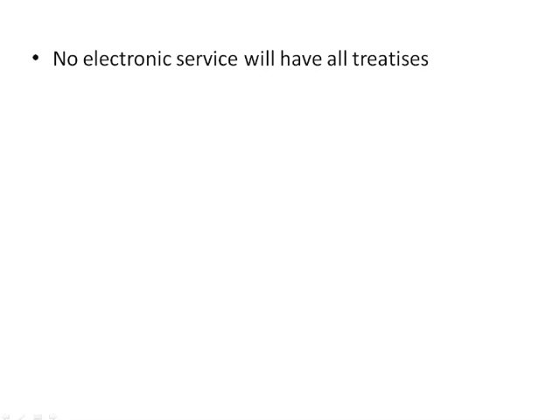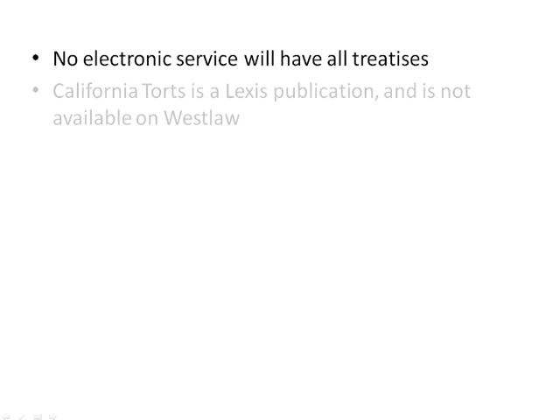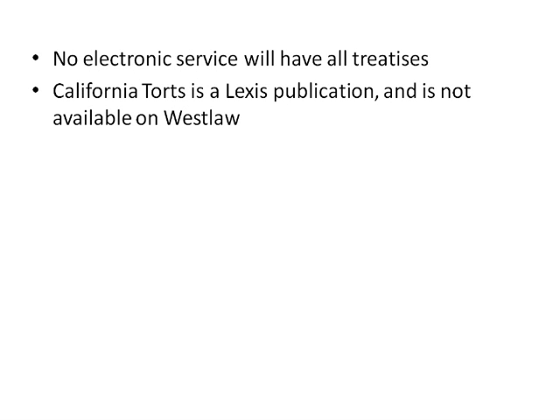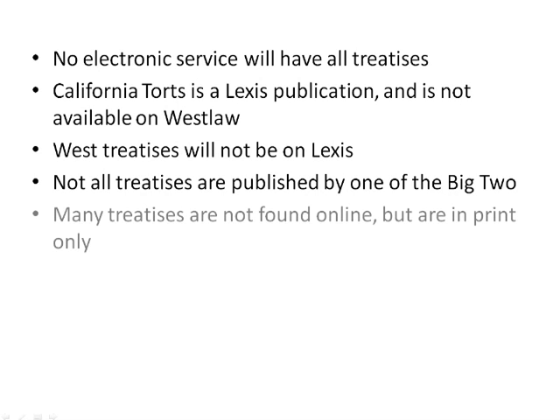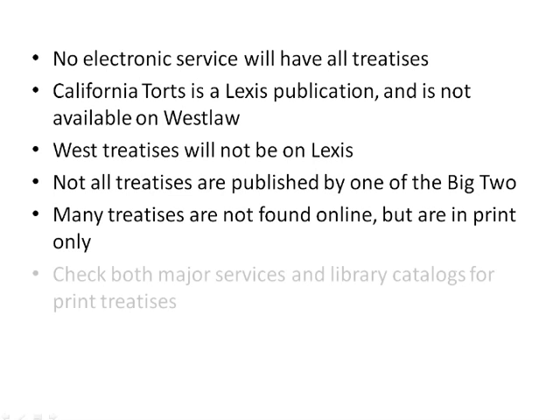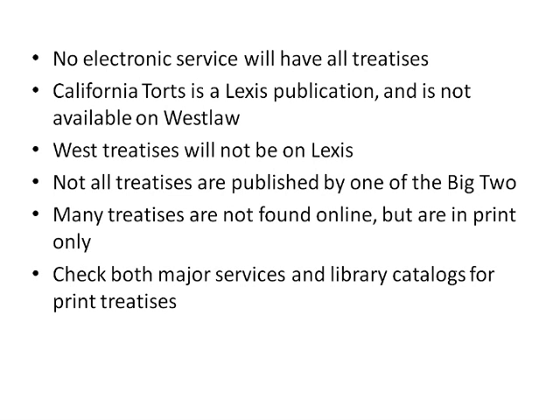One last point about treatises. Because they are published by different companies, no electronic service will have a comprehensive set of treatises. California Torts is published by Lexis and is not available on Westlaw. Other West treatises are not available on Lexis. In addition, not all treatises are published by Lexis or West, and the majority aren't available electronically. If you bypass looking at print treatises, you may well be overlooking a resource that holds the key to exactly what you're searching for. To cover your bases, check your electronic resources for their treatises and your library's online catalog for print treatises.